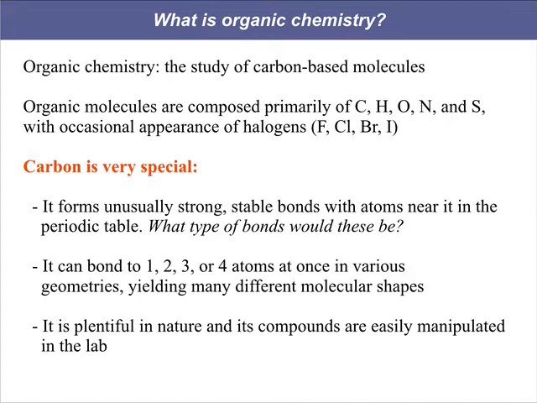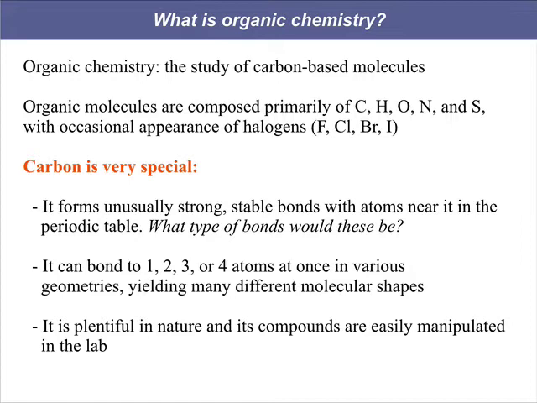Organic molecules are composed primarily of only a few elements: carbon, hydrogen, oxygen, nitrogen, sulfur, and occasionally a few other elements like the halogens or other miscellaneous ones. So really what we're doing is we're going to only be studying a tiny little section of the periodic table. Whereas in general chemistry, we spent some time talking about all aspects of the periodic table. In organic chemistry, we're going to focus on only a little tiny corner up in the top right.